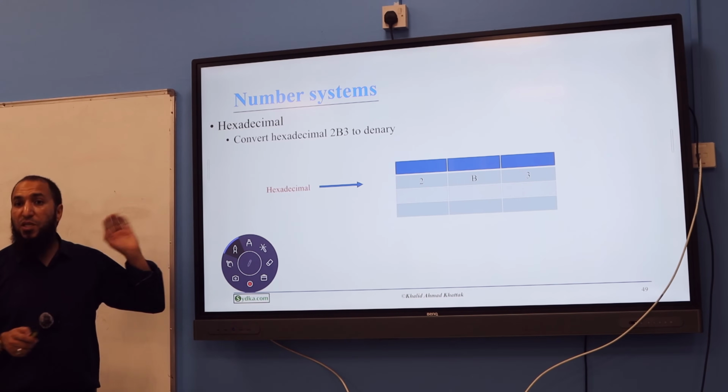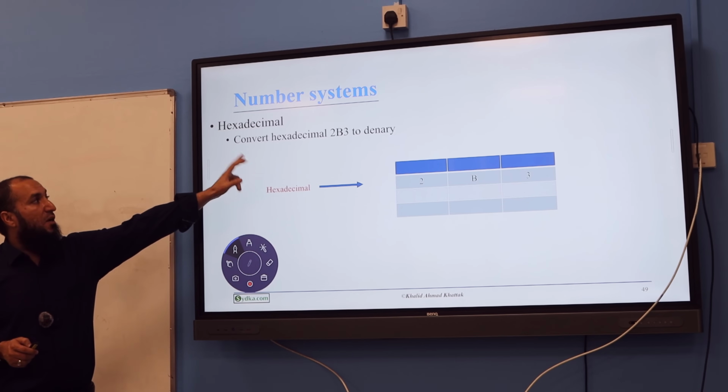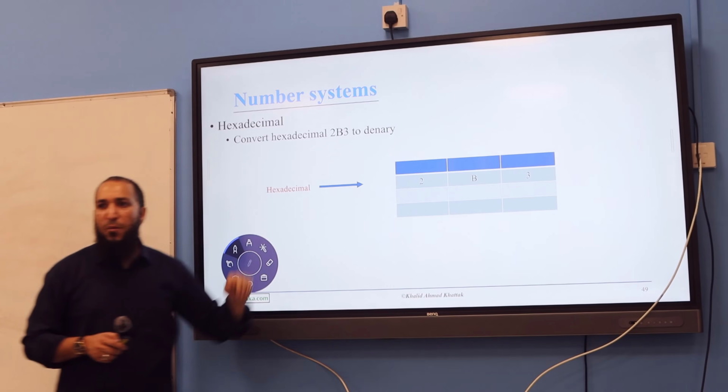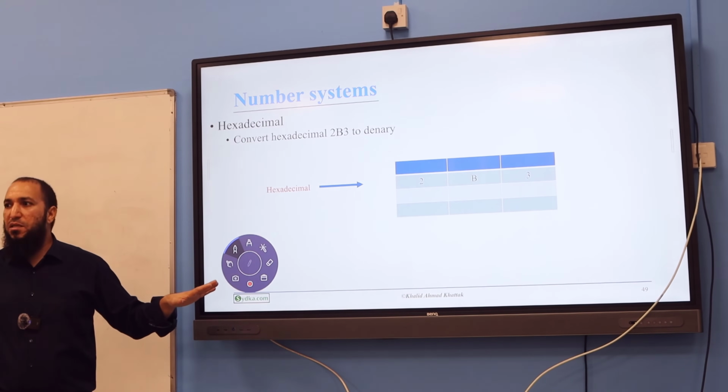How do we do conversion? The question can be in an exam: convert hexadecimal B3 to a denary number. How many have done this conversion before? Raise your hands if you've done it before.